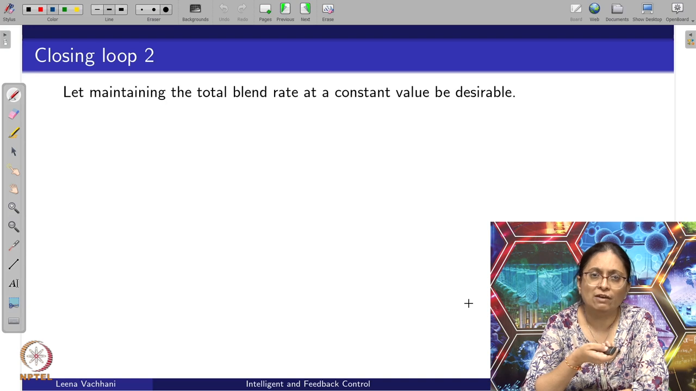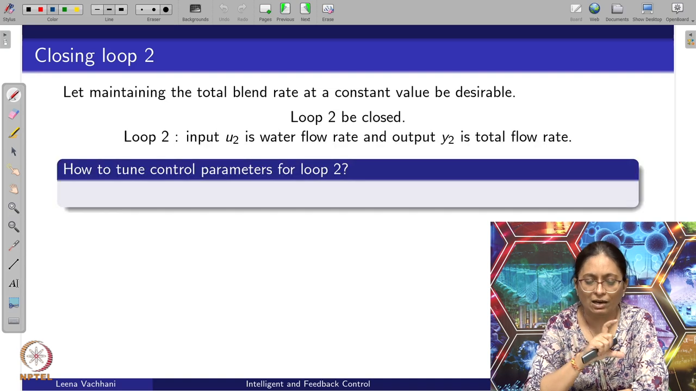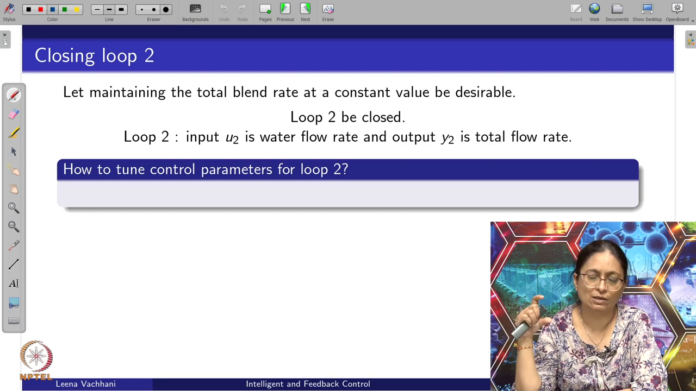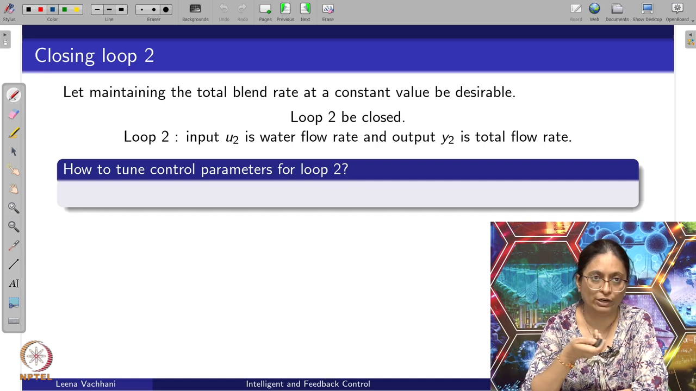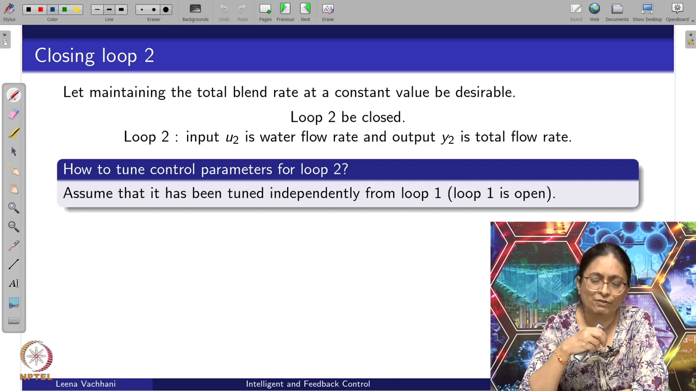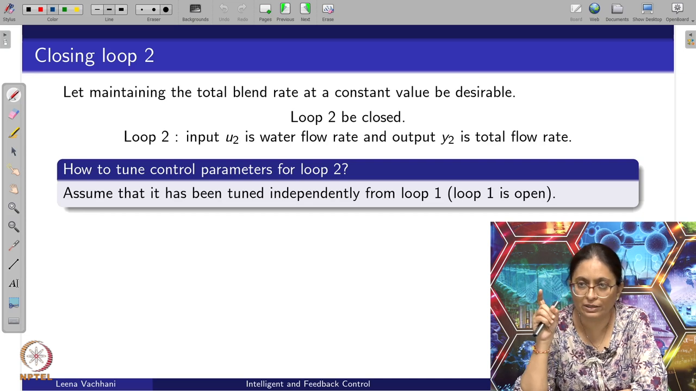But now what happens if I close loop 2 as well? We would like to maintain the total blend rate at a constant value. Means 1 cup is the output I want to dispense, exactly 1 cup. So I don't want to disturb the total flow rate here. Now input U2 is water flow rate and output Y2 is total flow rate, and loop 2 is closed. We have a question: how do I tune the control parameters for loop 2? We will consider that loop 2 is tuned independently of loop 1, considering that loop 1 is open.